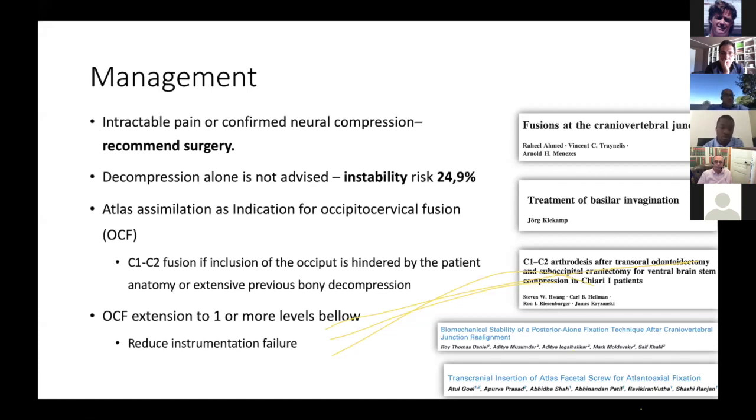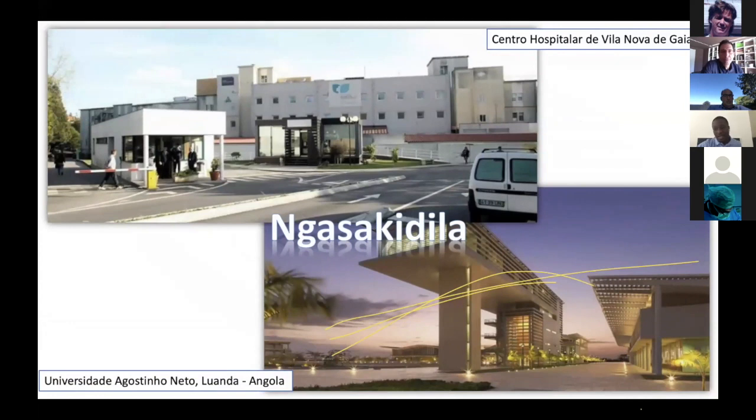Is it on C2 or one or more levels below? In our case, we chose to go another level below just to reduce the lever arm and reduce the instrumentation failure risk in this case. And we were satisfied. That's all I had to say.